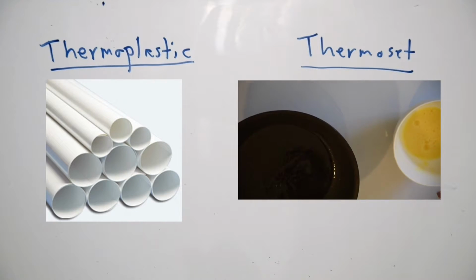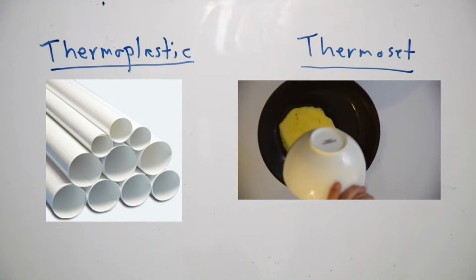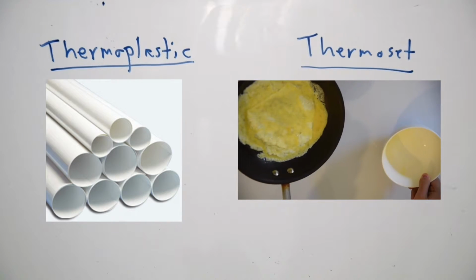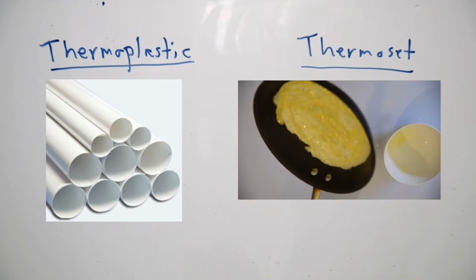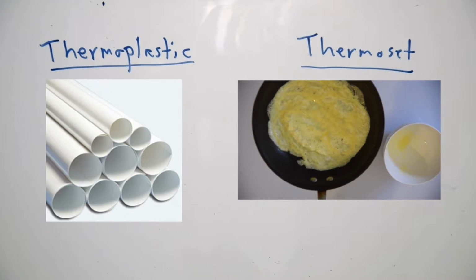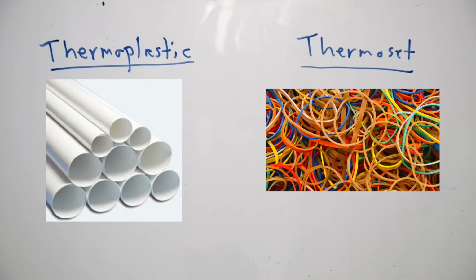A thermoset, on the other hand, behaves more like an egg. You might start out with a liquid, but when the polymer has hardened, it will remain a solid no matter how much you try to heat it up. It will burn instead of melt if you apply enough heat to it. Since thermosets do not melt, they tend not to be recyclable. One example of a thermoset polymer would be rubber. Next time you make pancakes, take note of how the pancake batter behaves like a thermoset.